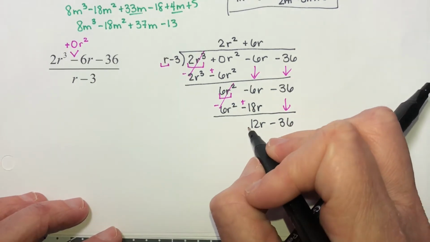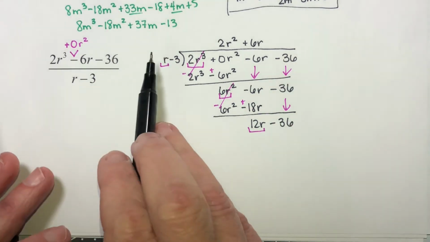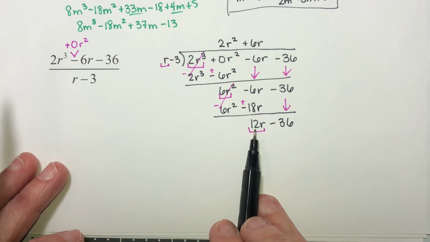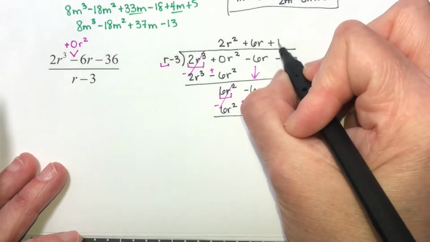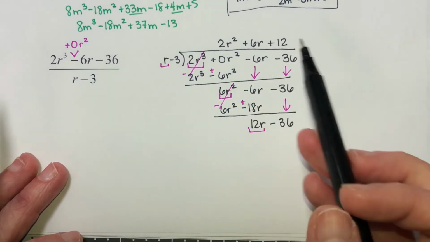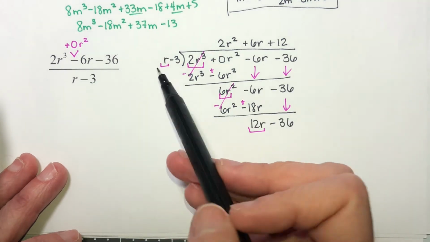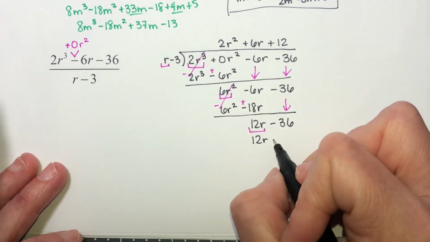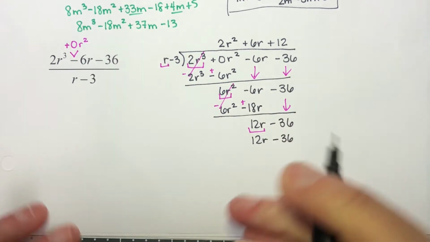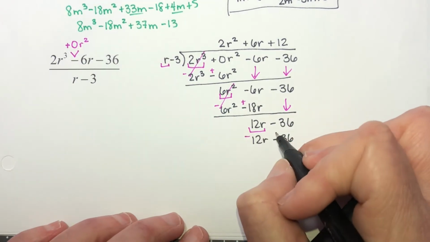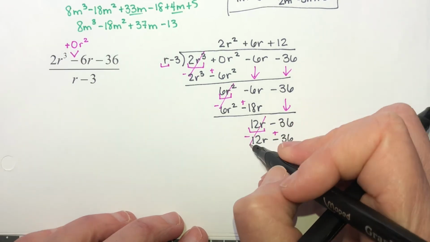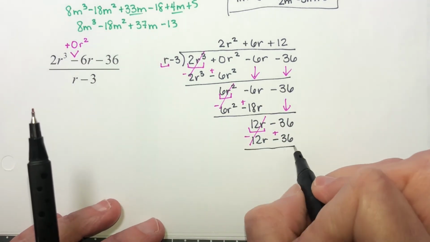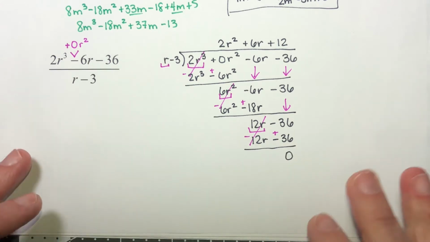One more time. I want the r to become a 12r, so I need to multiply it by a 12. Take the 12 and distribute. 12 times r is 12r. 12 times negative 3 is negative 36. Change your signs because it's subtraction. Your first term should cancel. And this time we get a remainder of 0.